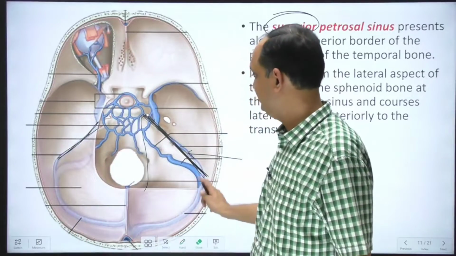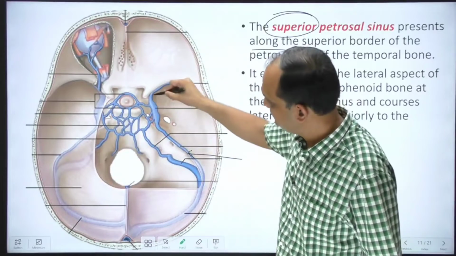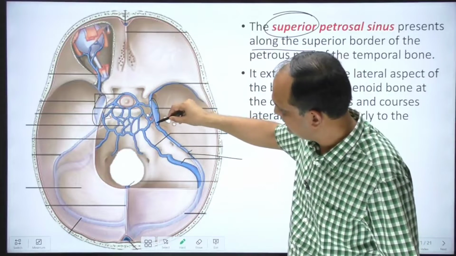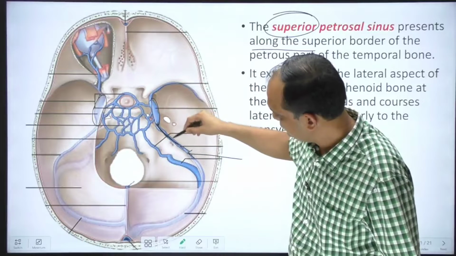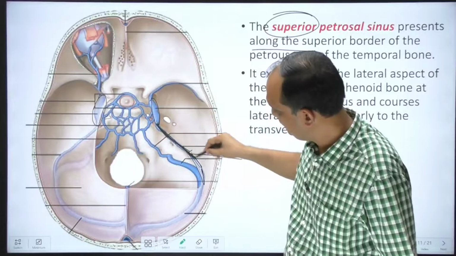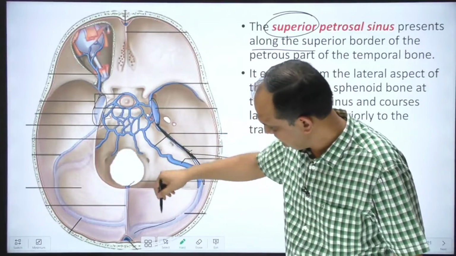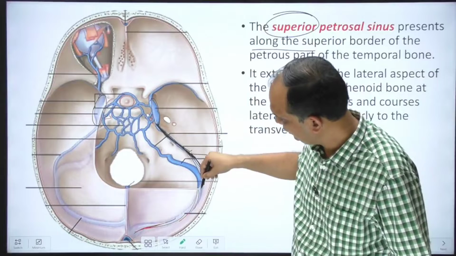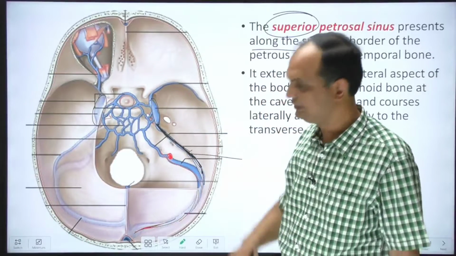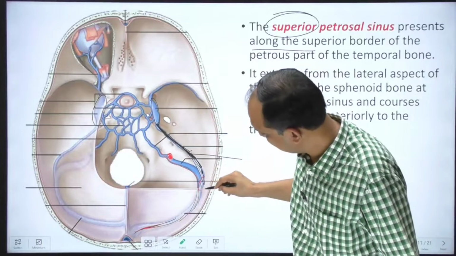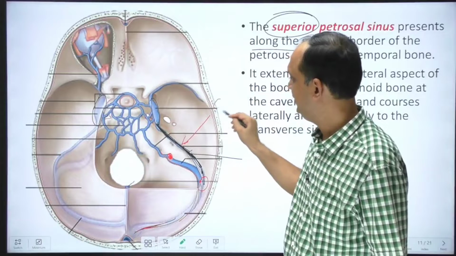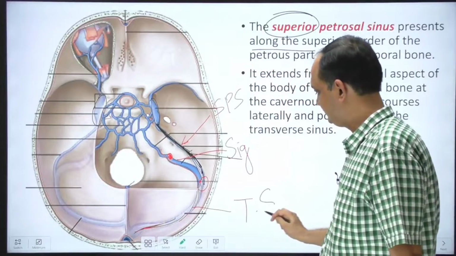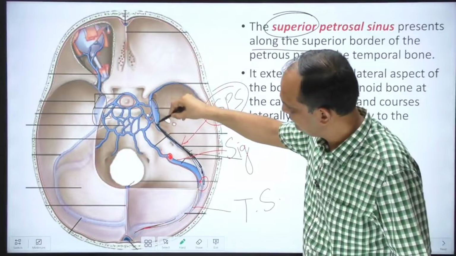So in this diagram, where is the cavernous sinus? This is the cavernous sinus. This is one side, this is the other side. It is a paired sinus. Now from the posterior part of the cavernous sinus, you have a continuation posteriorly, and this continuation is known as the superior petrosal sinus. On the other side, you can see that this is your transverse sinus, and this transverse sinus goes downward as the sigmoid sinus, and this is the exit through the jugular foramen. Now this sinus is joining the transverse sinus here. So which sinus is this? Superior petrosal sinus. Which sinus is this? Sigmoid sinus. Which sinus is this? Transverse sinus. So your superior petrosal sinus is arising from the cavernous sinus.